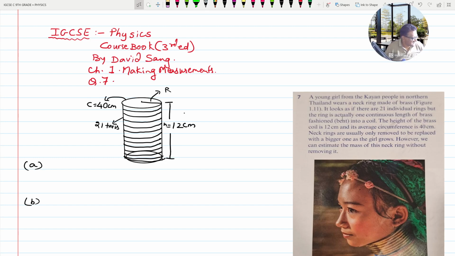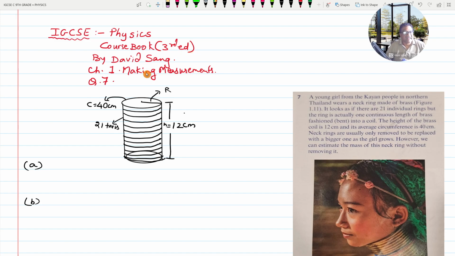In today's session, it is going to be a small session, and I'm going to discuss from the IGCSE curriculum. The subject is physics, and there is a course book that the students refer to, by David Sang, and this book that I'm referring to is the third edition. I suppose that's the latest edition.